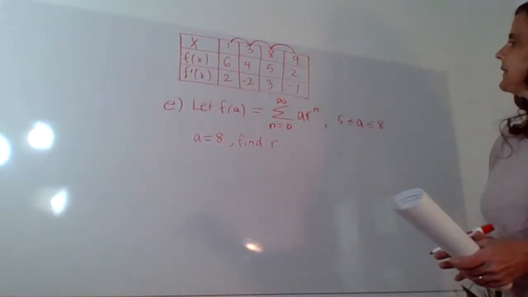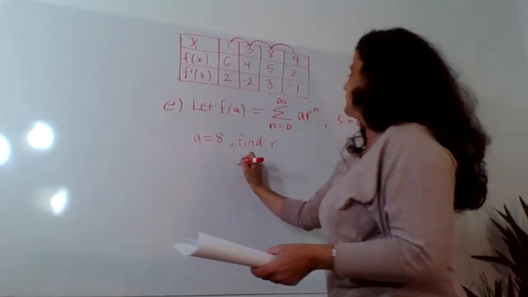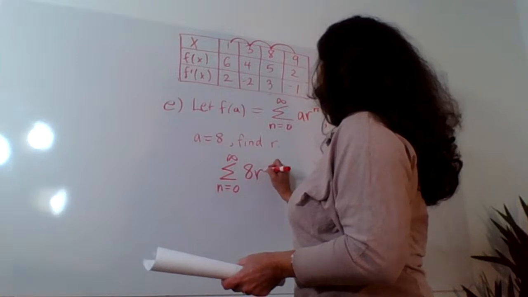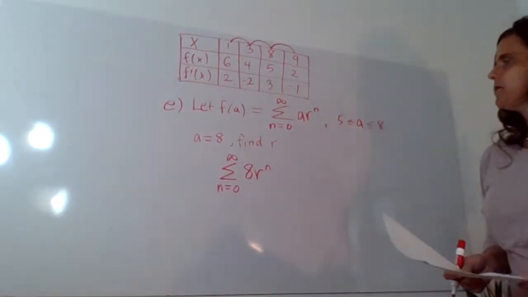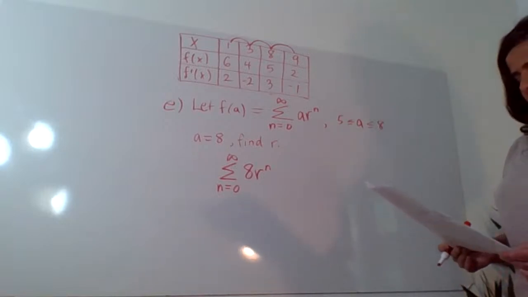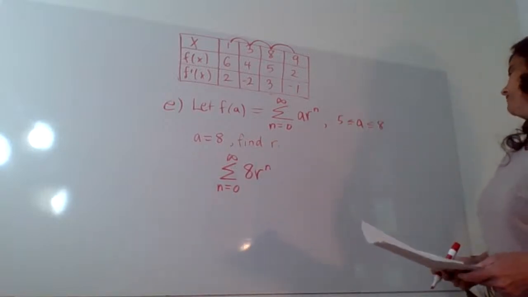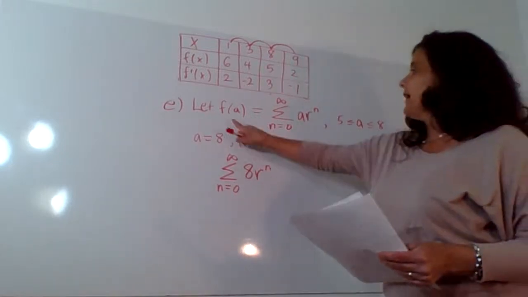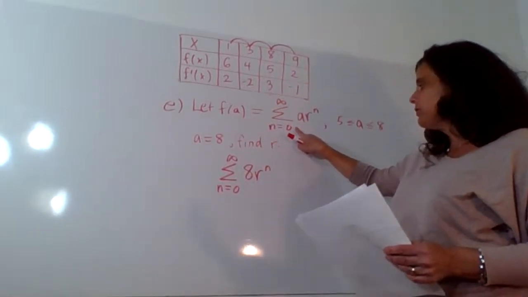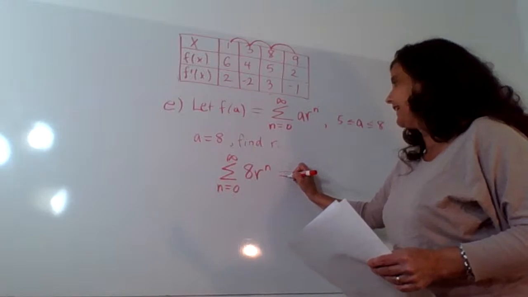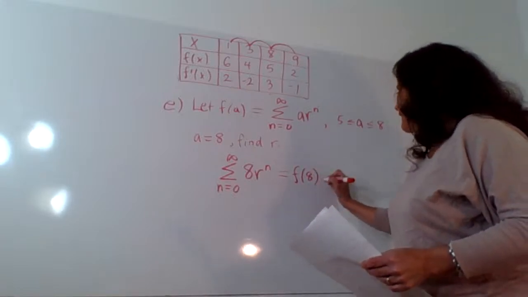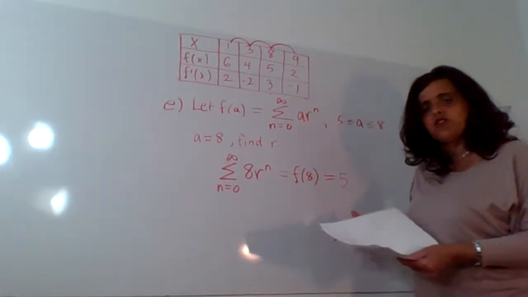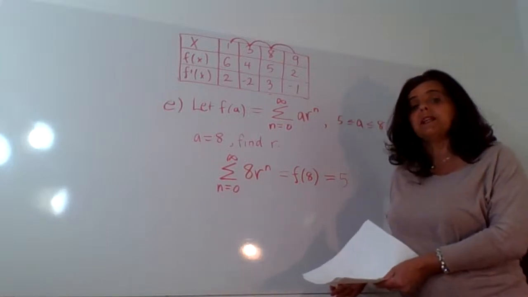Okay, so the first thing I think to do here is if A is 8, I'm going to sub it in. So I have sigma from n equals 0 to infinity of 8R to the nth power. Looking at the information, I know that f at 8 is 5. And so f at 8 is what this is equal to. So I can set this equal to f of 8, and f of 8 from the table is actually equal to 5. So now here's what I know: this geometric series converges and has a sum equal to 5.